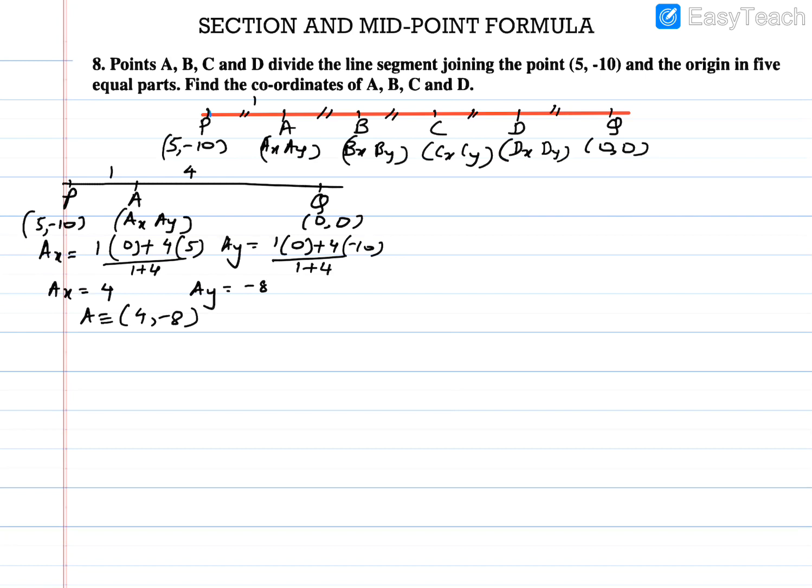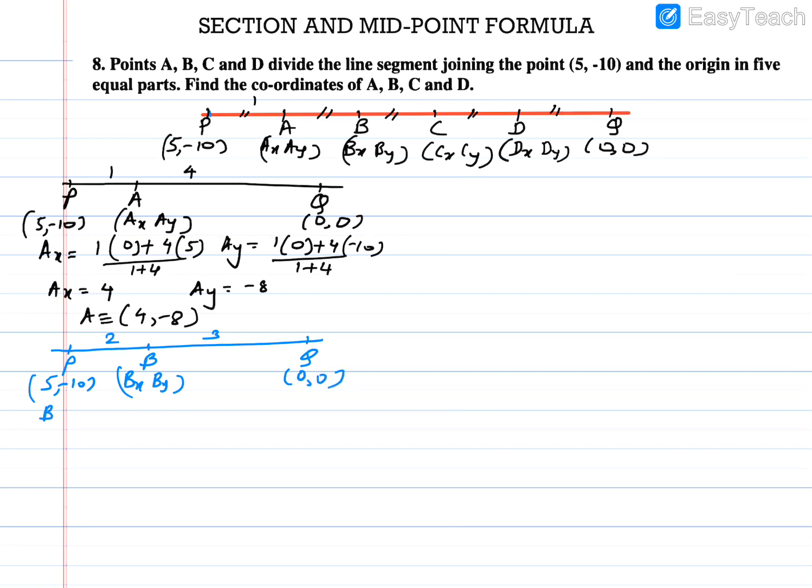Now I will find coordinate of b again by using section formula only. So I will draw a line for second part. Suppose this is line P and this is B and this is Q. Now this will be 2:3 ratio, because you can see this is 2 part and this is 3 part. So I will write 2:3. Again this is 5 and minus 10. This will be bx and by and this is 0, 0.